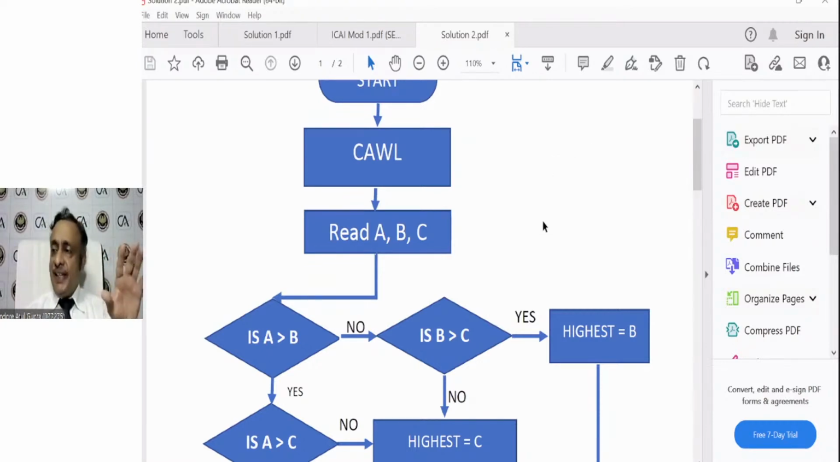Now read ABC. Suppose A, B, C have values 10, 20, and 30.